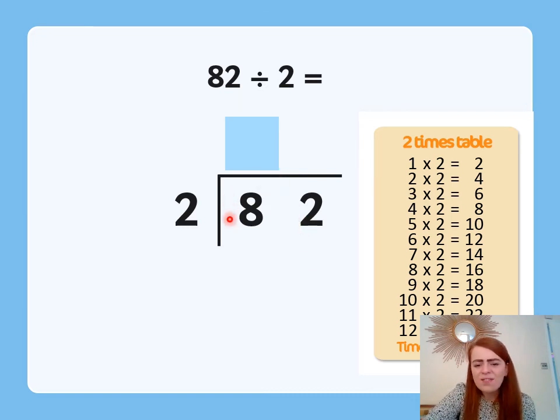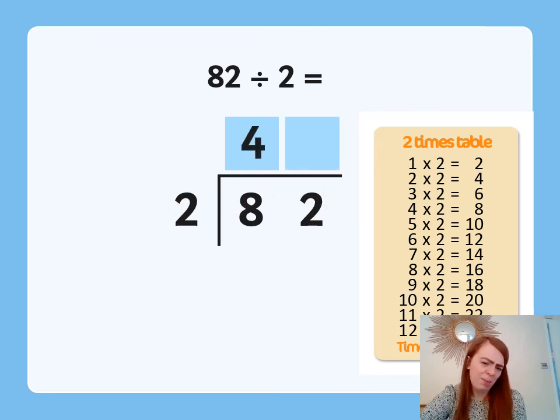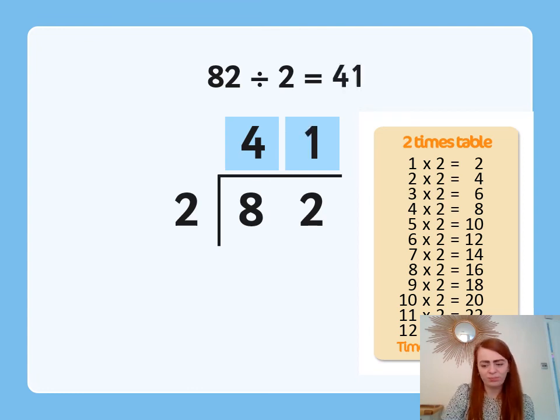So looking at the tens first, if I had 8 cookies and I shared them between 2 people, how many would each person get? They would get 4 each. And 2 divided by 2, well, I remember that from the last one, that was 1. That's easy. So my answer is 41.